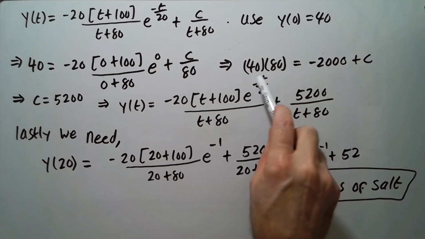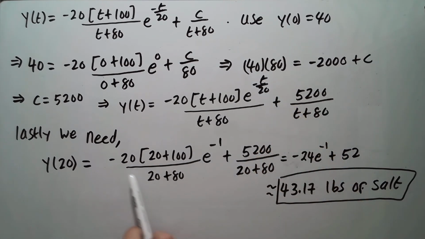So putting 20 here gives minus 1, so it'll be e^(-1). And then putting 20 in the other places for t and simplifying, you can check it's minus 24 e^(-1) plus 52, which is roughly equal to 43.17. So that's going to be pounds of salt then. So that'll be your answer. Okay, so we're done with the question, so let's leave it there.